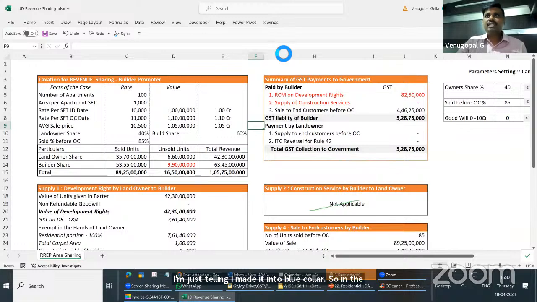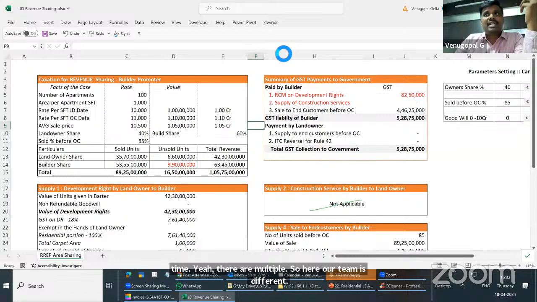So in the revenue sharing, we just saw 100 units, 40% to landowner, sold before OC is 85%. Government is getting a revenue of 5 crore 28 lakhs. Now let's go to area sharing. Let's also put the same thing. So landowner is getting 40%, sold before OC is 85%. So you can see here, how much is the government getting? This is what we have seen in a detailed working last time. Here there are multiple, so here RCM is different. So there is a construction services tax, sale to end customer.